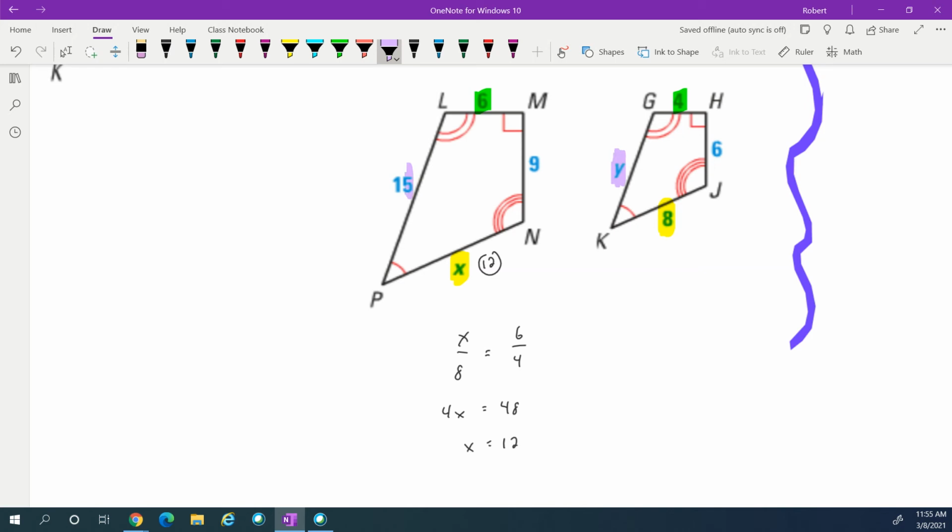The y gets paired with the 15. Those are corresponding parts. Now again, I can do the 4 and the 6 again. But this time I went right over left, so I have to go right over left. This is all about the consistency in the way we do it.